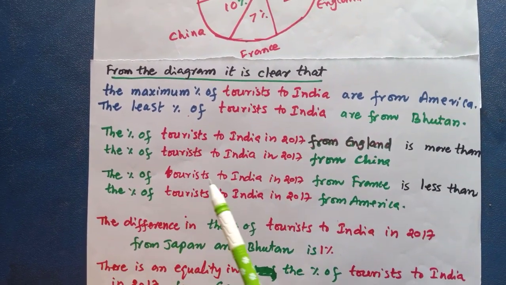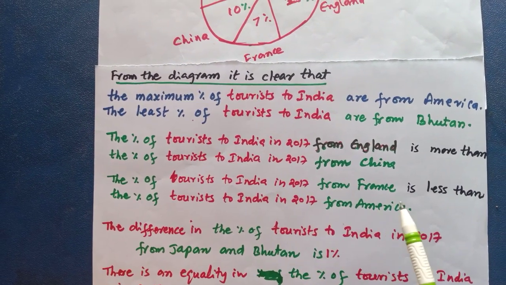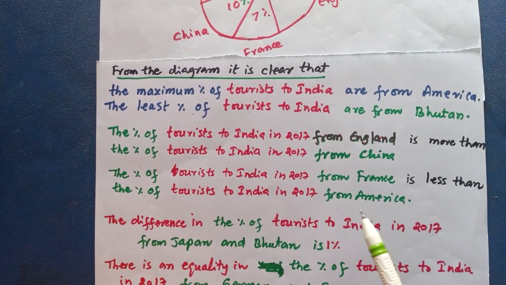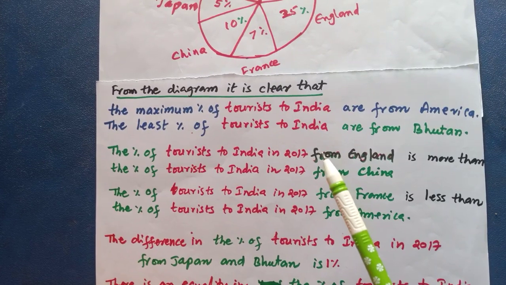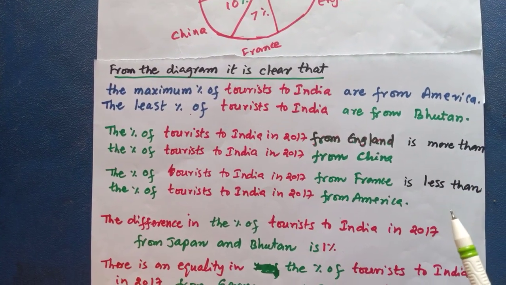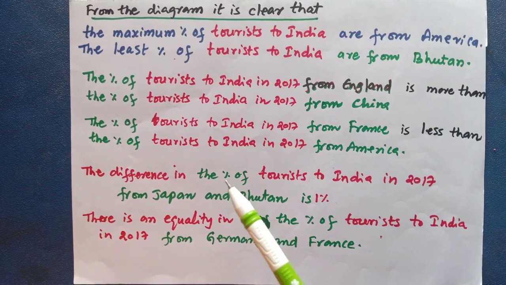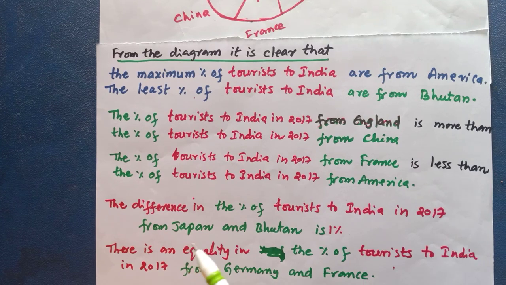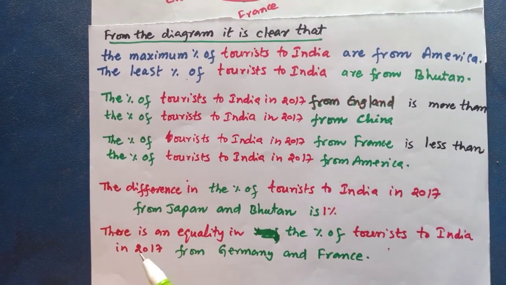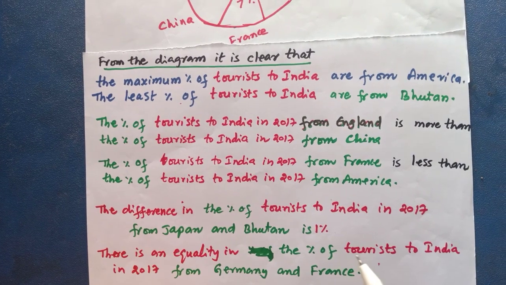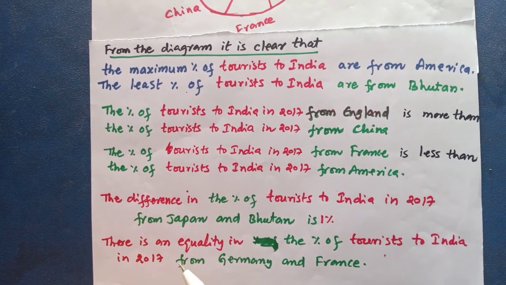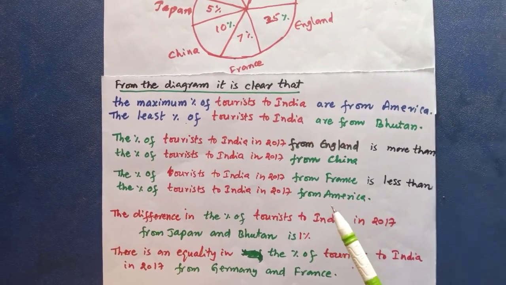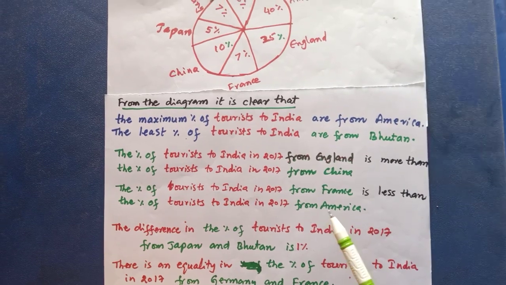And next, the percentage of tourists to India in 2017 from France is less than the percentage of tourists to India in 2017 from America. So in this way, we can write comparisons using the more than and less than phrases. And next, differences and equalities. The difference in percentage of tourists to India in 2017 from Japan and Bhutan is 1%. There is equality in percentage of tourists to India in 2017 from Germany and France. Like this, we can write the interpretations or inferences and conclusions.